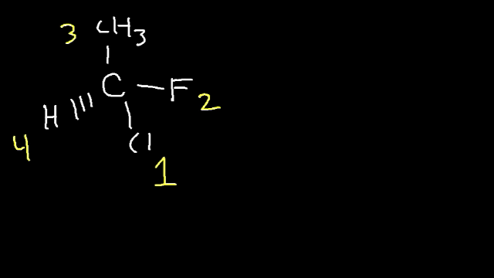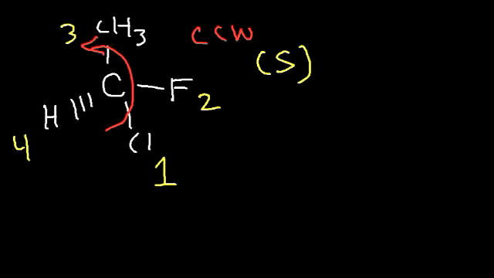So if group number 4 is in the back, you can count it, starting from 1 to 2 all the way to 3. So going from 1, 2 to 3, the rotation here is counterclockwise, and for counterclockwise rotation, this is going to be called S. For clockwise rotation, it's called R.